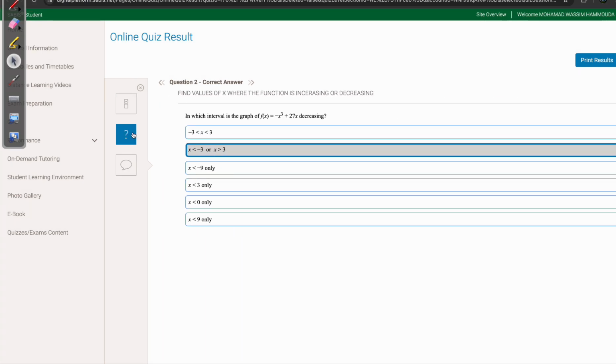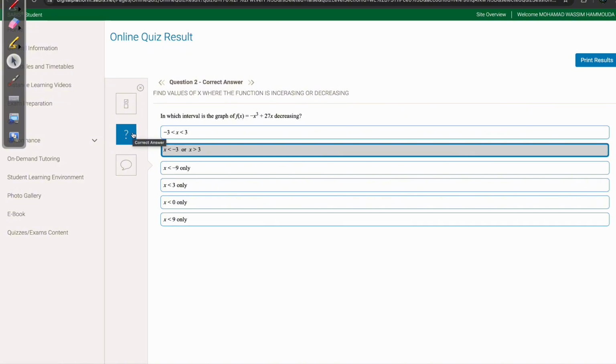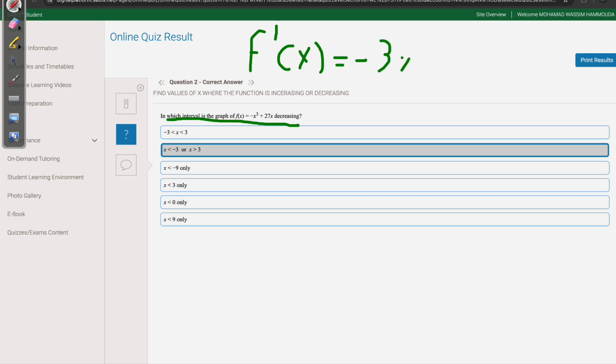Number 2. In which interval is the graph f of x equals negative x cubed plus 27x decreasing? When they're asking whether it's decreasing or increasing, we do the table of variation. To do that, we need to find the derivative first. So we derive negative x cubed plus 27x and we get negative 3x squared plus 27.